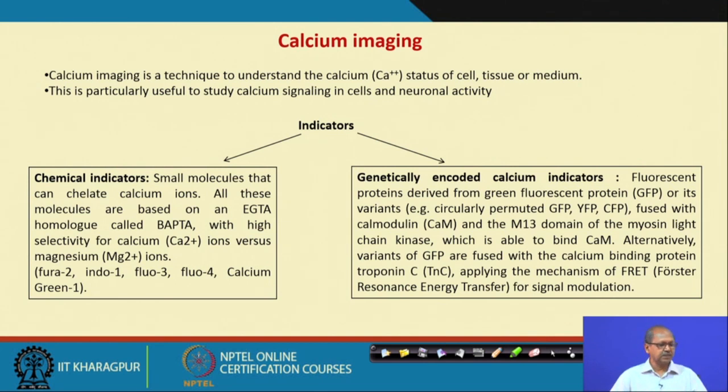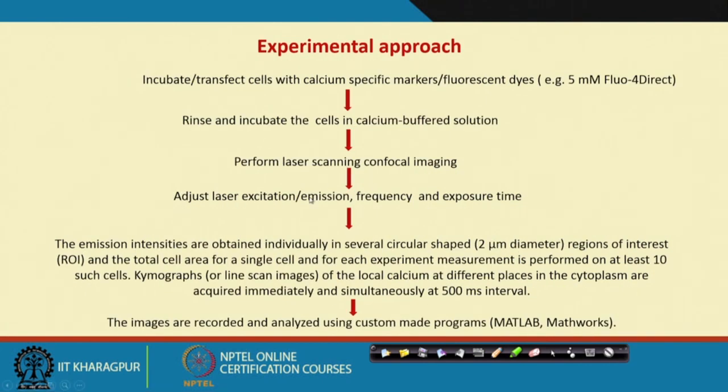And how are these experiments done? The general experimental approach is that either GFP-transfected cells or normal cells are incubated with a calcium-specific dye, like in our experiments we are using Fluo-4 direct. Then rinse and incubate the cells in calcium-buffered solution, then confocal microscopy is performed, after fixing the laser excitation, emission frequency, and then exposure time. Exposure time is very important because for biological samples, if we expose for a long time, the fluorescent intensity will be bleached.